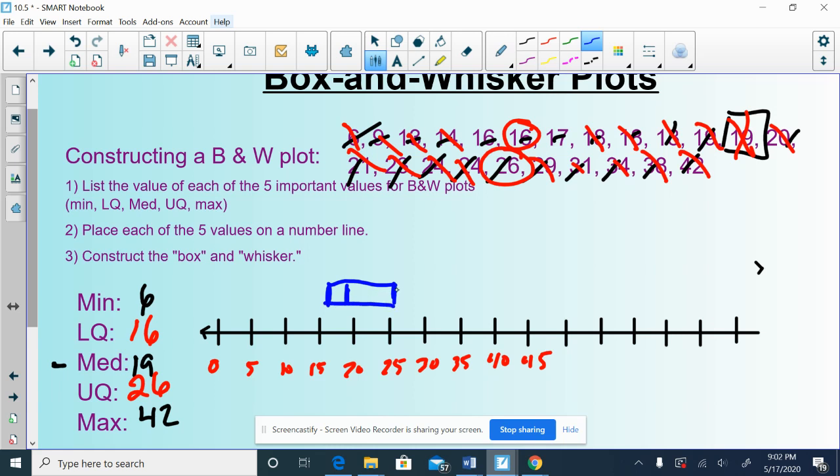They get a box around them. And then a dot out here at 42. This is the whisker part. The dot here at 6 is connected to the box. Another whisker, and there's my box and whisker plot.